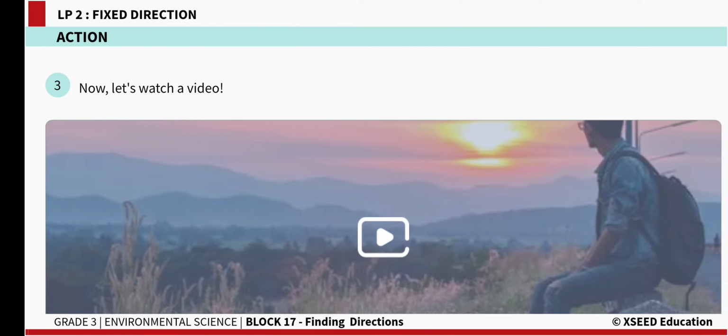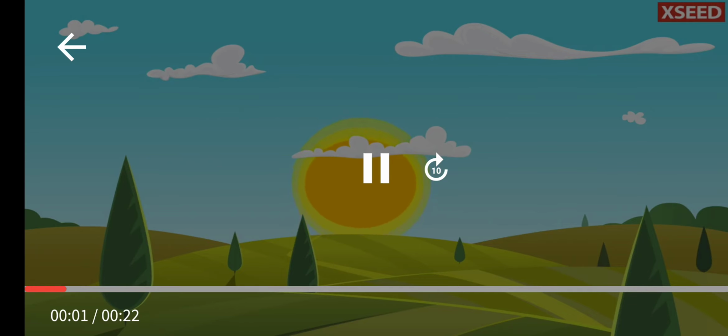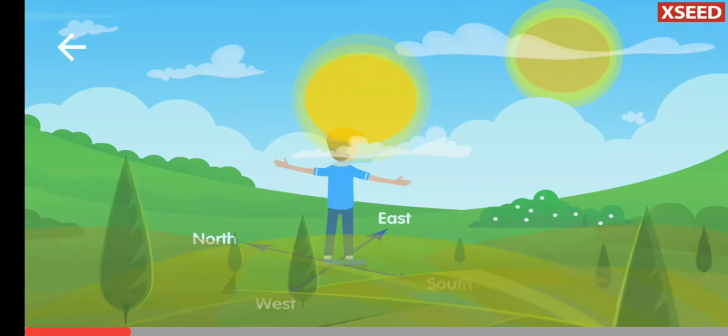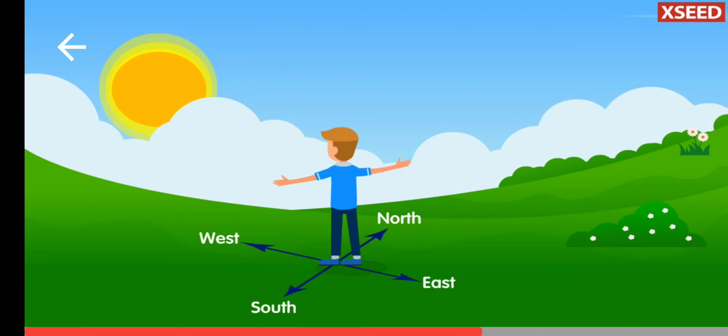Let's watch this video. The sun's position gives us directions. At sunrise, south is right, west is behind us, and north is left. At sunset, south is left, east is behind us, and north is right.